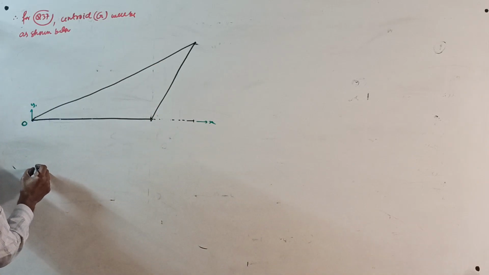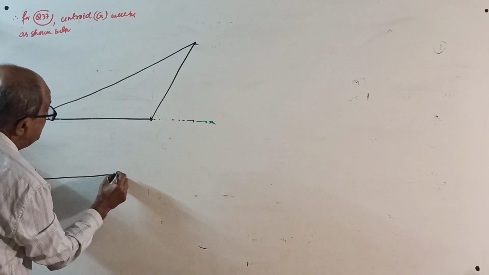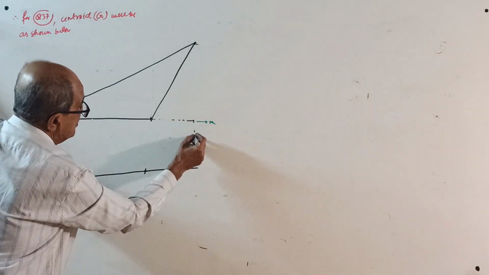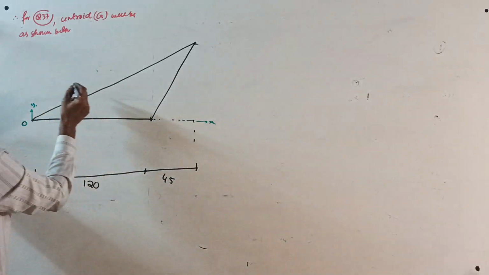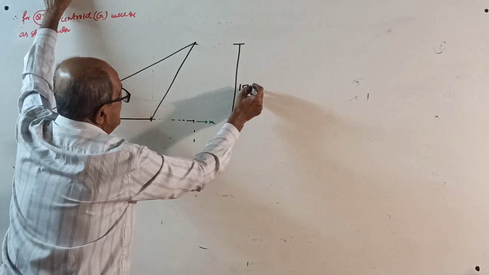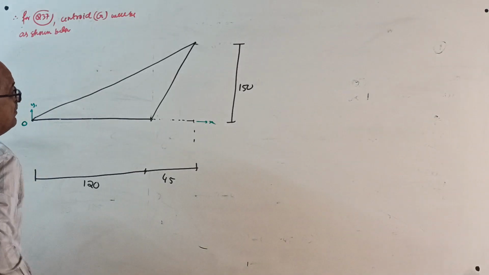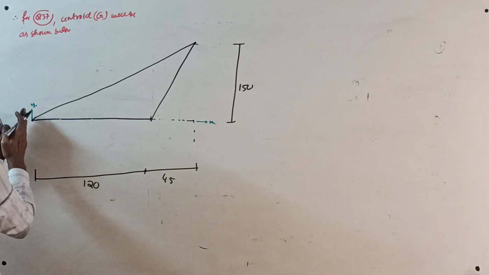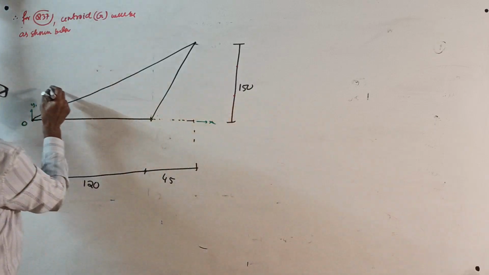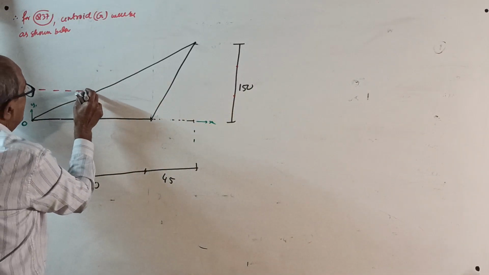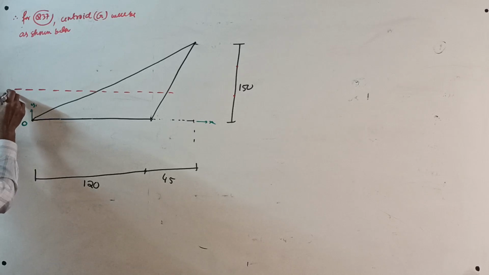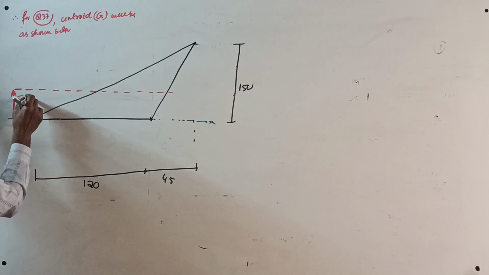Now, just to understand, mark everything. This is 120. This is 45, as per the question. Full height is 150. Total length is not required for us. Now, see, the centroid height-wise is 1/3, 2/3. You already know 50. See, 150, 50. From here we got y bar 50.